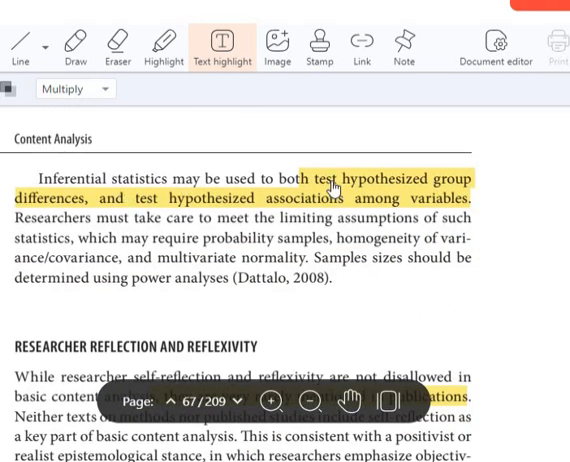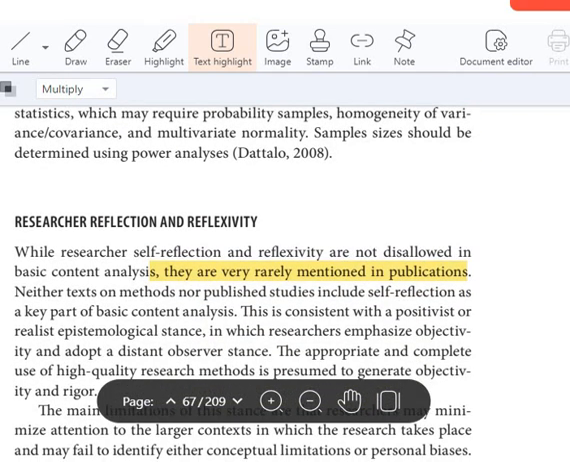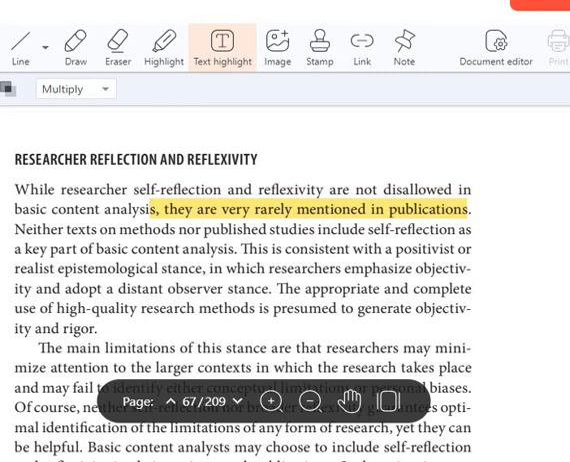Inferential statistics may be used to both test hypothesized group differences and test hypothesized associations among variables. And we should bear in mind that researchers must take care to meet the limiting assumptions of such statistics, which may require probability samples, homogeneity of variance and covariance, and multivariate normality. Sample size should be determined using power analyses. Researcher reflection and reflexivity are not disallowed in basic content analysis, but they are very rarely mentioned in publications. So not much talk about reflexivity here.